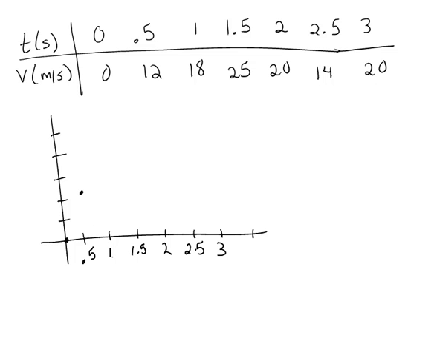And then at 1 you're at 18, so maybe 18 will be about here. And at 1.5 you're at 25. And at 2 you're at 20. And at 2.5 you're at 14. And at 3 you're back at 20. So you can imagine the graph, and think of it as smooth because it's some sort of thing traveling. So maybe it looks something like that.